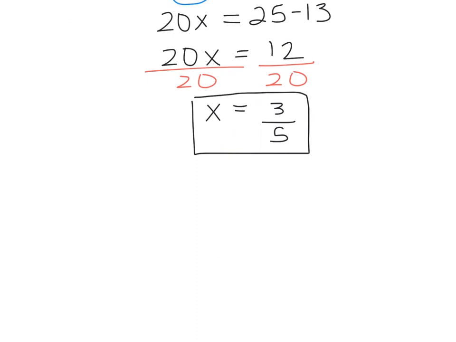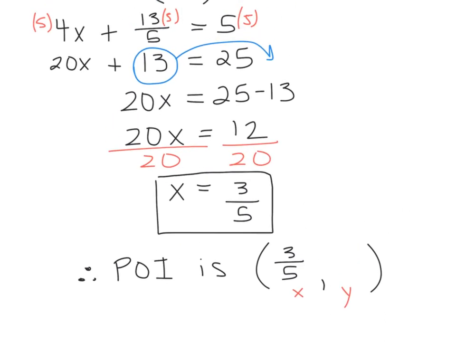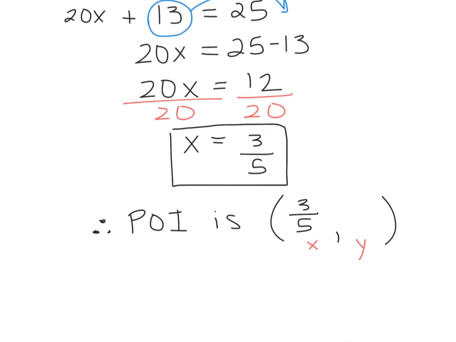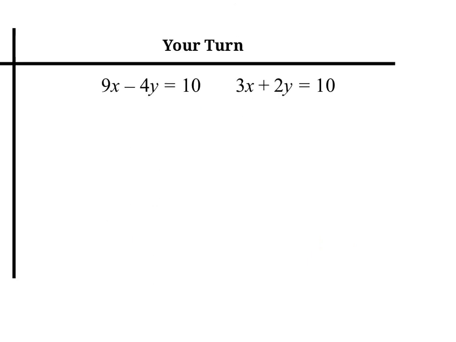When you are writing your final therefore statement and you are stating your point of intersection, remember to put your numbers in the correct order. The first value needs to be your x value. The second value needs to be your y value. So my x value was 3 over 5, and my y value, I believe, was 13 over 10. So my point of intersection is located at 3 over 5 and 13 over 10.